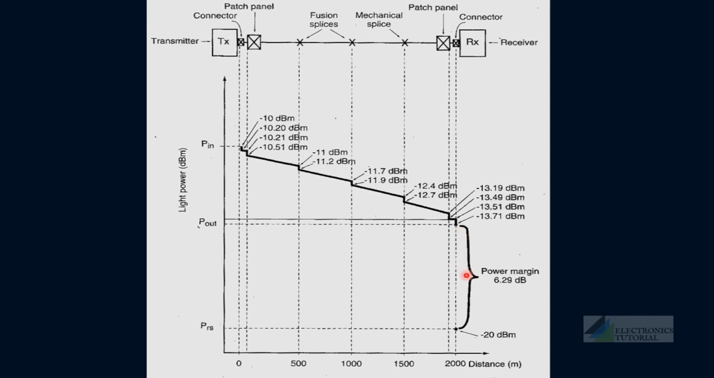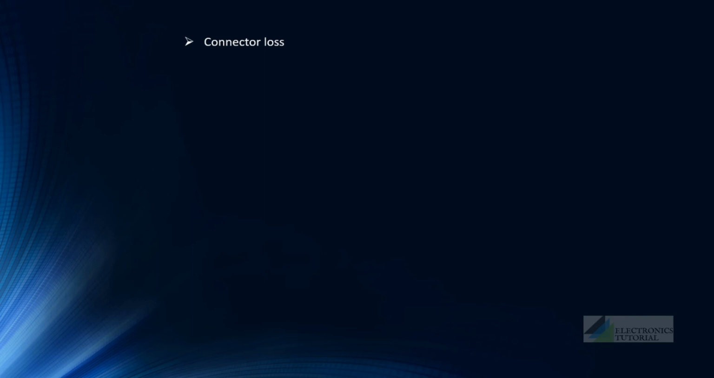Allotting a specific power margin or a difference between the P out and receiver sensitivity is known as power budgeting. Here we are having a sufficient power margin of 6.29 dB. So the receiver can receive the signal without much loss. So by considering all the components used in between the link, we can easily calculate the power margin.